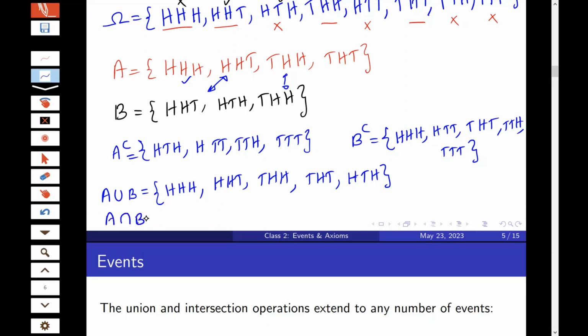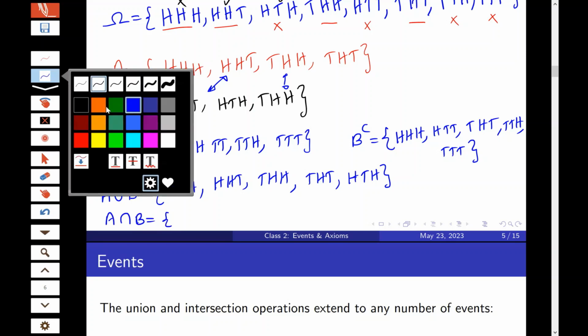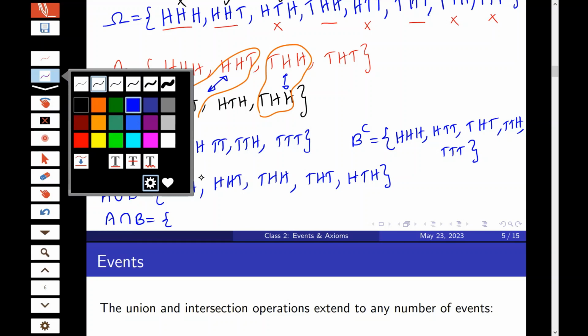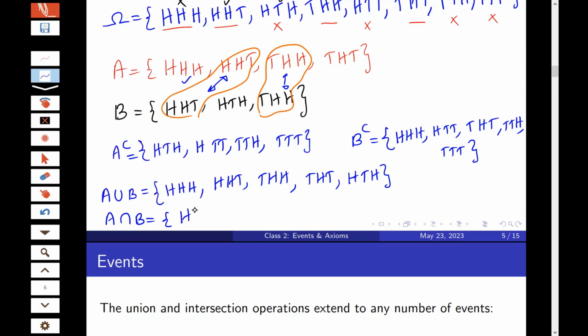Okay, so the last one, A intersection B. A intersection B are the common ones. So here the common ones are these two, which we write once, and these two, which we write once. So it is HHT and THH. Okay, so we discussed all three main event operations.